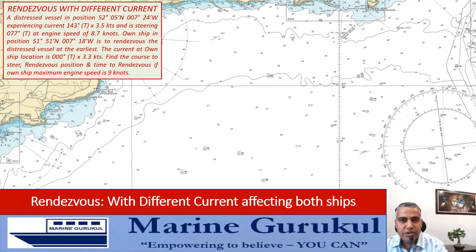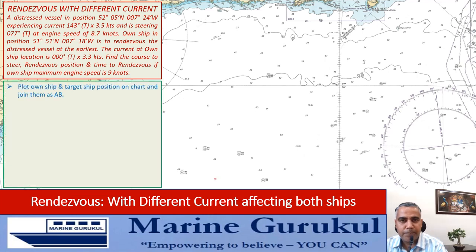Now, as you can see in this question, we have different currents affecting the target ship and the own ship. So let's see how we solve this kind of a question. Let's first plot own ship and the target ship position on the chart. You can see own ship position A coming up on the screen, target ship position B Bravo coming up on the screen. We join them as line AB, Alpha Bravo.